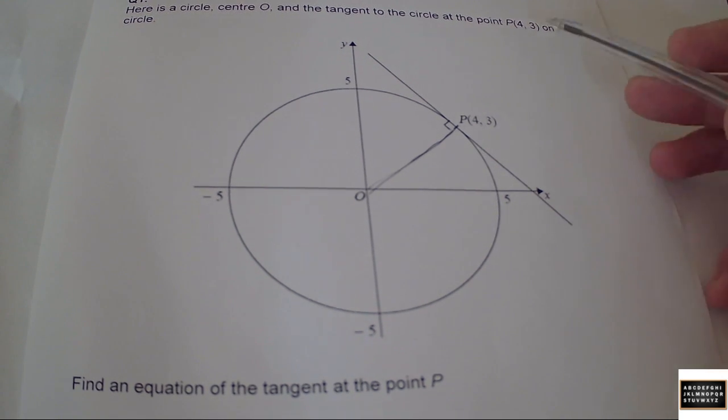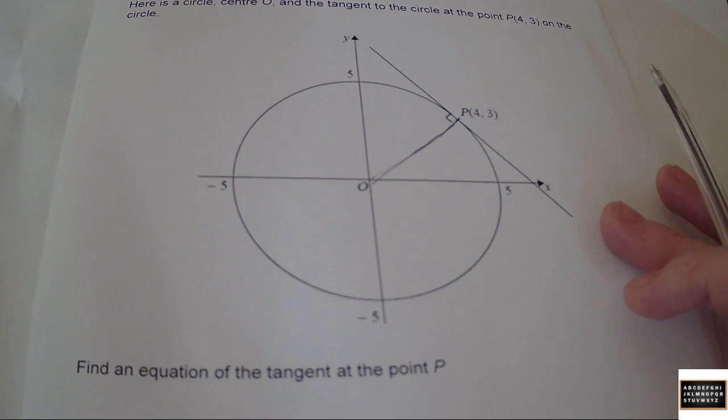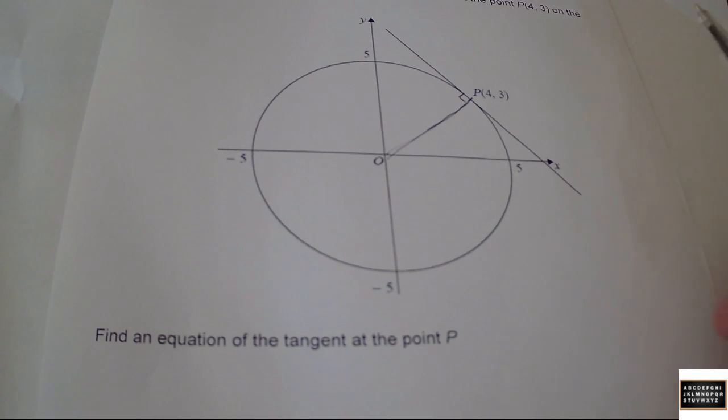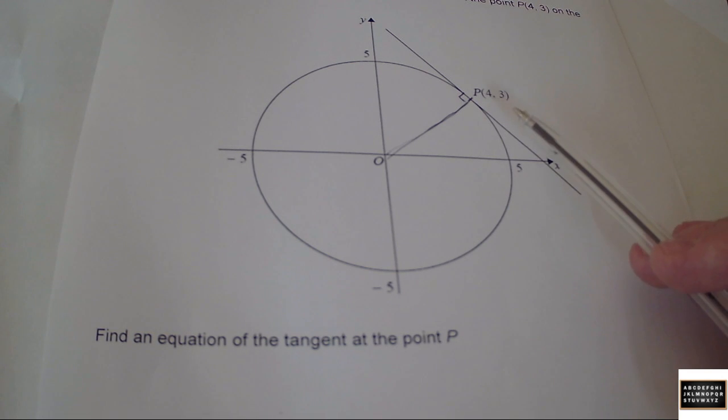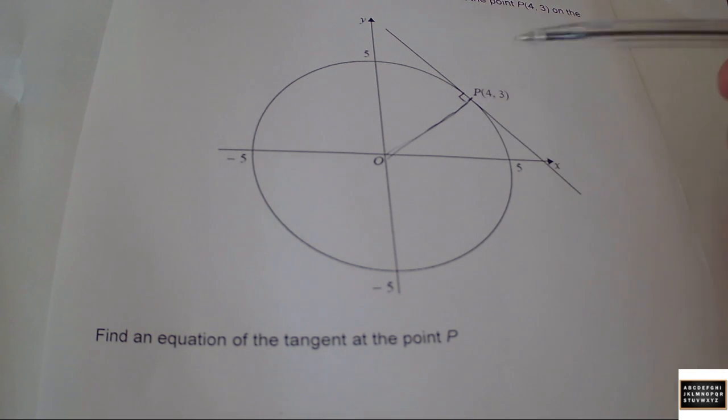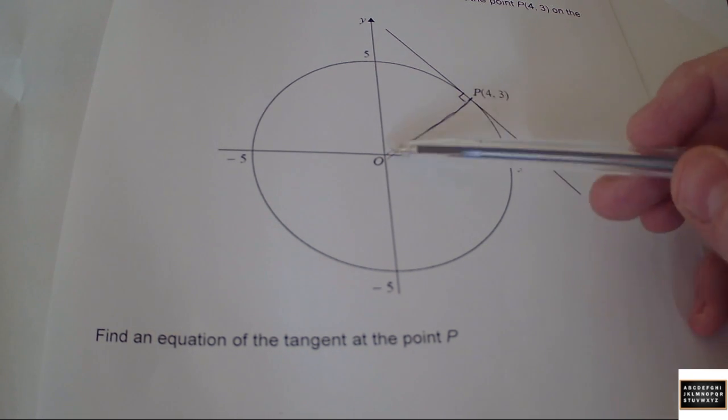We're given a point here, 4, 3, which is just on the diagram as well, and it's asking us to find the equation of the tangent. So let's just go through those steps to show you. This is a very basic question, just to show you. So first of all, let's work out the gradient of the radius from O to P. So how do we do that?